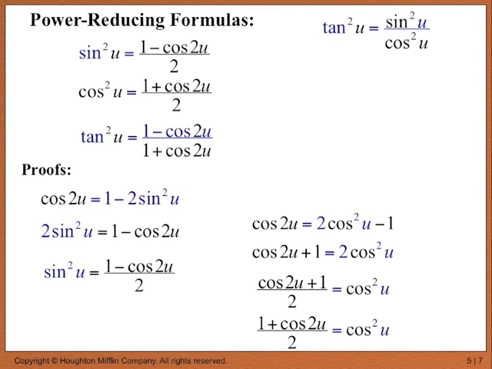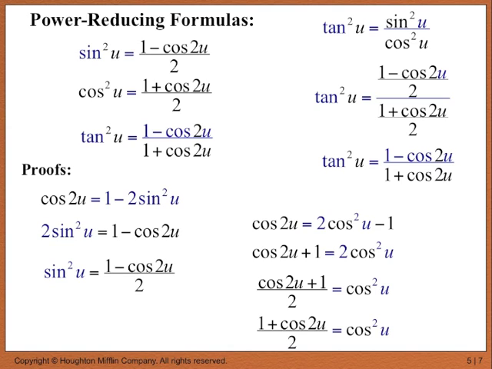So tan squared u equals sine squared u over cosine squared u. We know that simply from the quotient trig identity. And so I can now use what I've already proved earlier in the screen, the sine squared u power reducing formula and the cosine squared u power reducing formula, and replace them with these, 1 minus cosine 2u over 2 divided by 1 plus cosine 2u over 2, and I end up with tan squared u equals 1 minus cosine 2u over 1 plus cosine 2u.